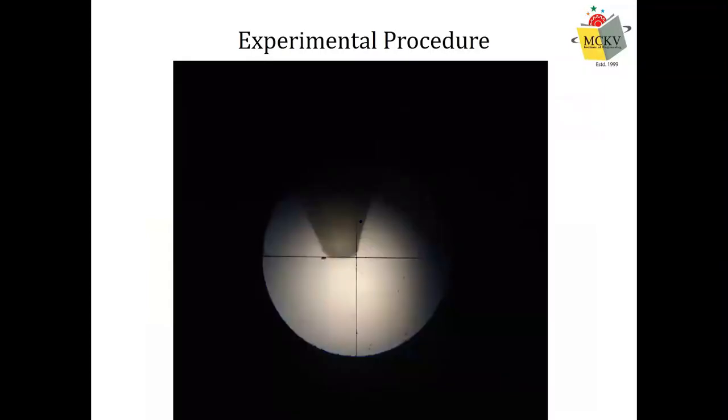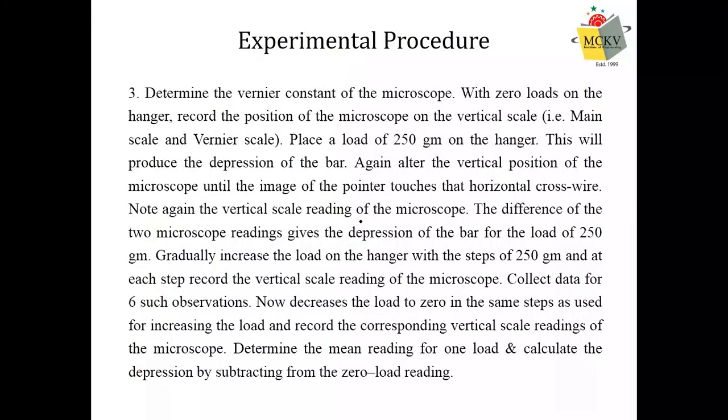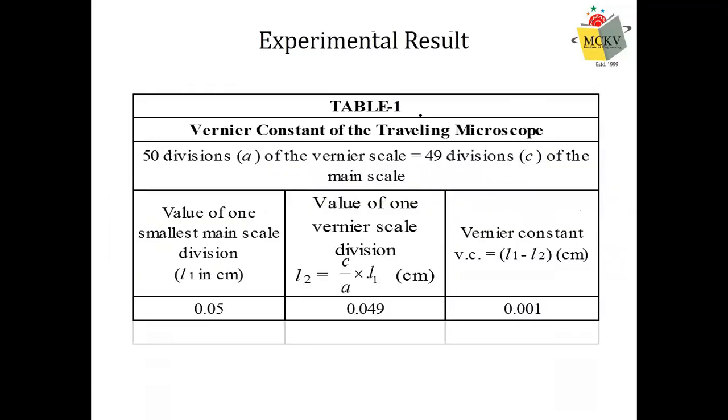Once we get the vernier constant, then, again, this is the first table: 50 divisions of the vernier coincide with 49 divisions of the main scale, and the value of one smallest division is 0.05, so we can calculate the vernier constant easily.